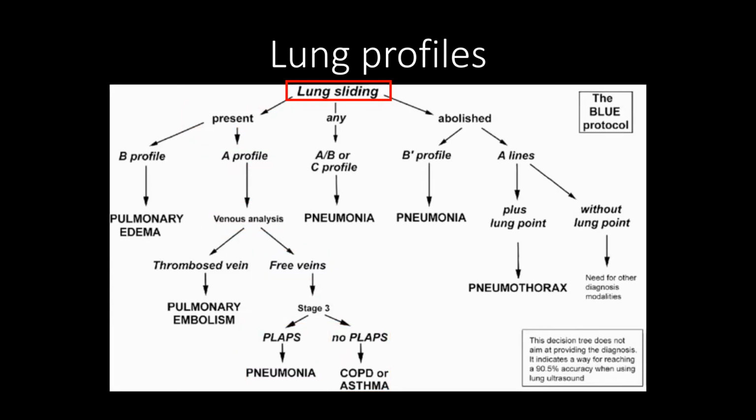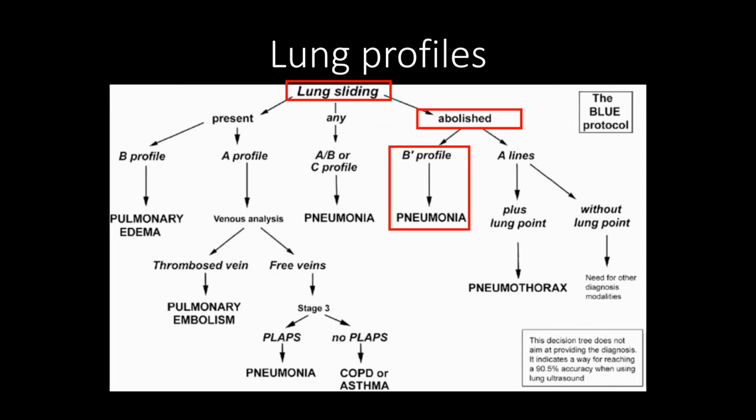Moving into the other side of the diagram, if lung sliding is absent and there are A lines present, we call that an A prime profile. This would be most concerning for a possible pneumothorax, in which case we would have to identify something called lung point, which we'll review in another slide. If that's present, then we are able to diagnose a pneumothorax. However, if we have an A prime profile without lung point, this requires other diagnostic modalities to identify the cause of respiratory failure.